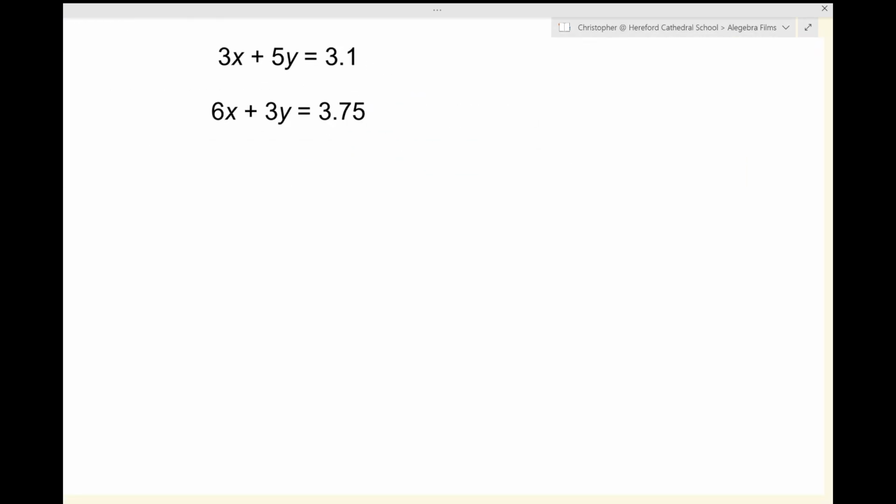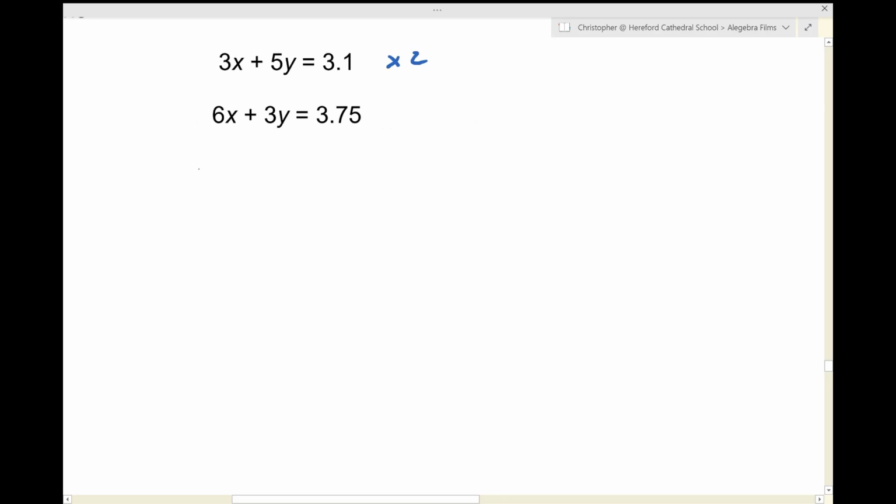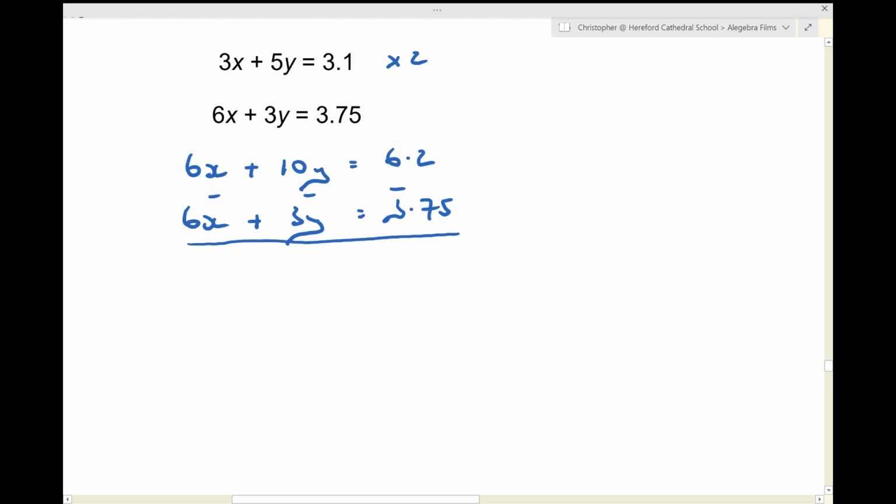Question 8, get the x's equal, then subtract. I'm going to double this second equation to give me 6x plus 10y equals 6.2, because I've already got 6x in the first equation, which I'm copying down now. Minus, minus, minus. 10y minus 3y gives me 7y equals 6.2 minus 3.75, which on my calculator gives me 49 over 20. Divide both sides by 7 and y is 7 over 20.